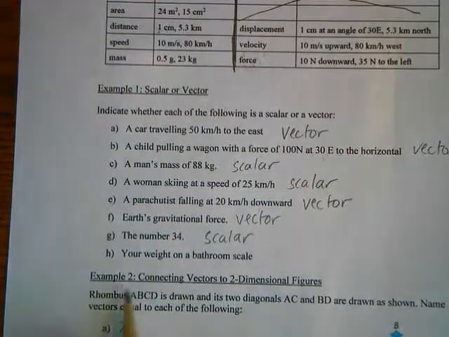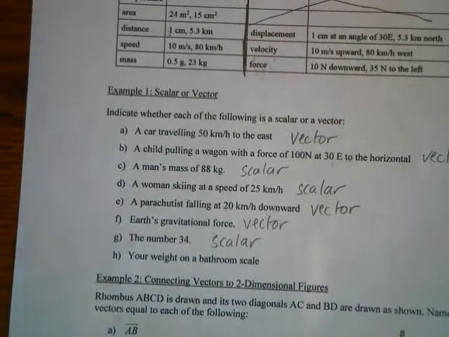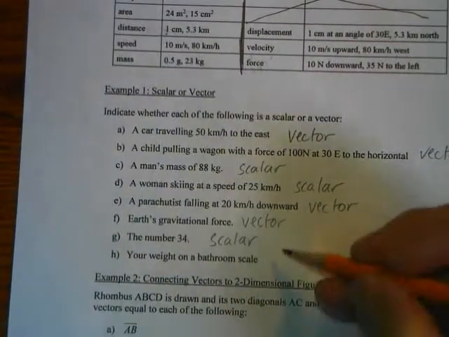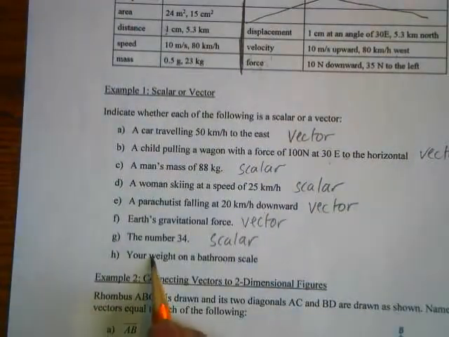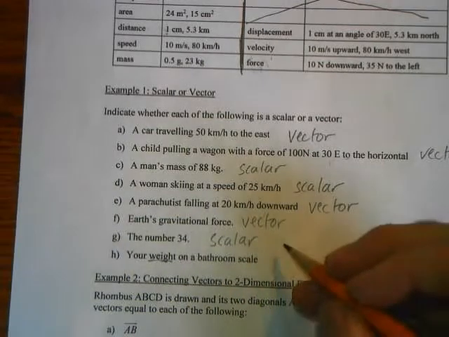Okay, this one's a tricky one, your weight on a bathroom scale. The term weight gives a direction. Weight is measured combined with the force of gravity. So a person's weight and a person's mass aren't really the same thing. We have different units for both. So in this case, you see the term weight, and that's going to be a vector.